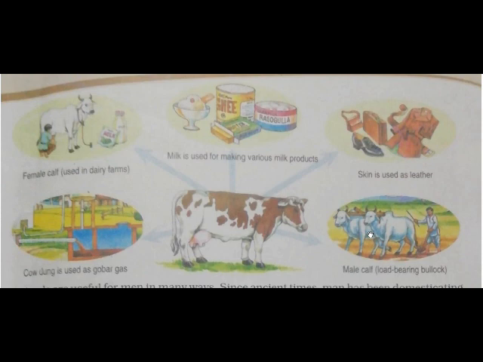So I hope all of you have understood about cow. Cow is a very useful animal from which we get lots of products. We get milk, curd, butter, different things. We can make sweets. We can use the skin of the cow for making leather. We can get cow dung, which is used as gobar gas, and the bullocks we can use for farming or for plowing the field.